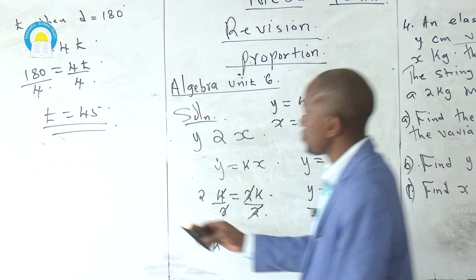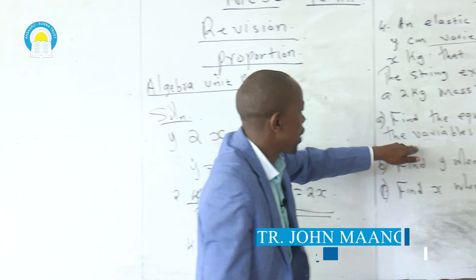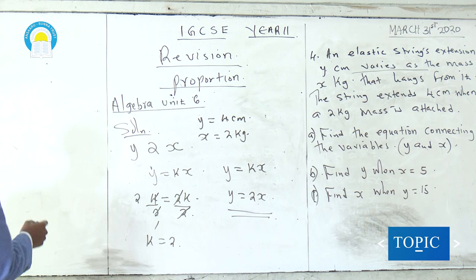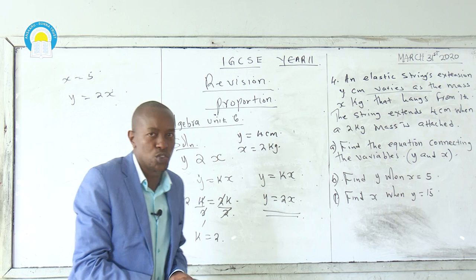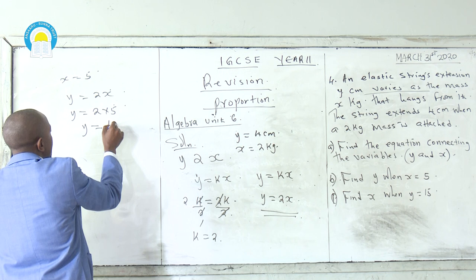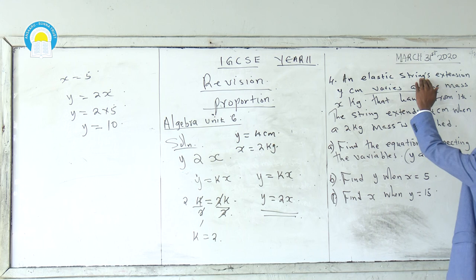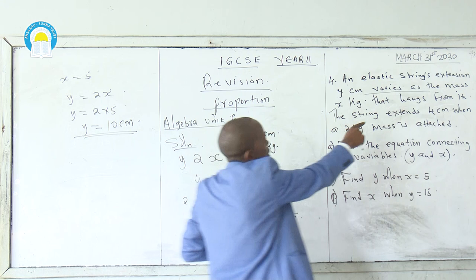Now let's go to part B. Having found the equation, it is easy to find this one. Now find y when x is equal to 5. The equation is y is equal to 2x. Now it is y is equal to 2 times 5, which is y is equal to 10. Now what is y? y is an extension in an elastic string. So the units here are supposed to be in centimeters, because y is an extension, which is expressed in centimeters.